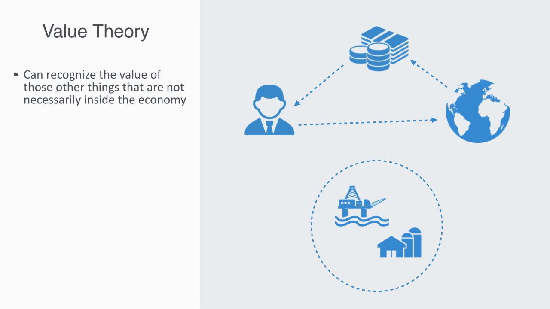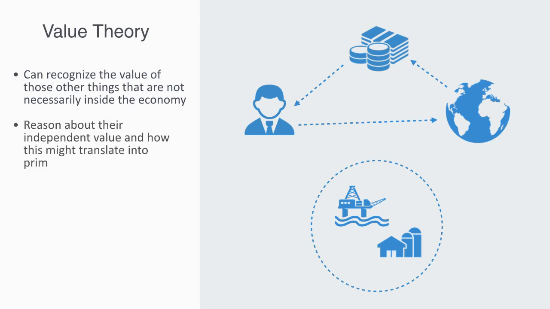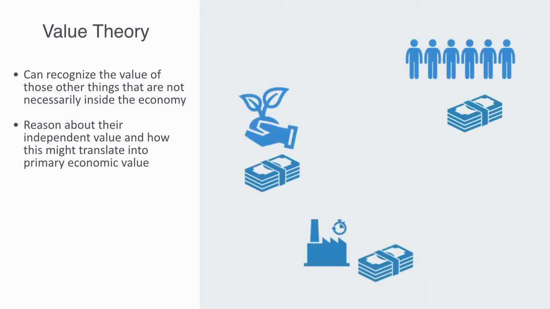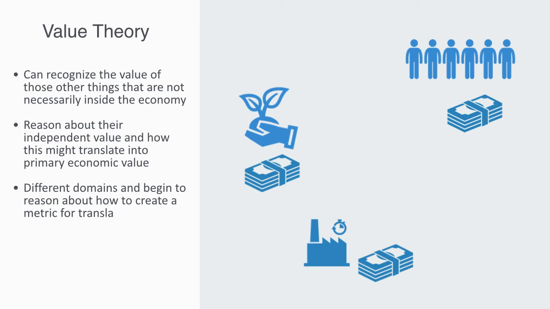But when we flip this model around and see these other domains outside of the system and their relation to it, then we can begin to reason about their independent value, and how this might translate into primary economic value. As long as we're using analytical methods focused on looking inside the system, we will only be able to ascribe value to anything that is inside the model. When we use synthetic reasoning to create models for the whole environment, we can then ascribe some form of value to all the different domains and begin to reason about how to create metrics for translating between different domains, thus incorporating both extrinsic primary economic value and intrinsic secondary value.